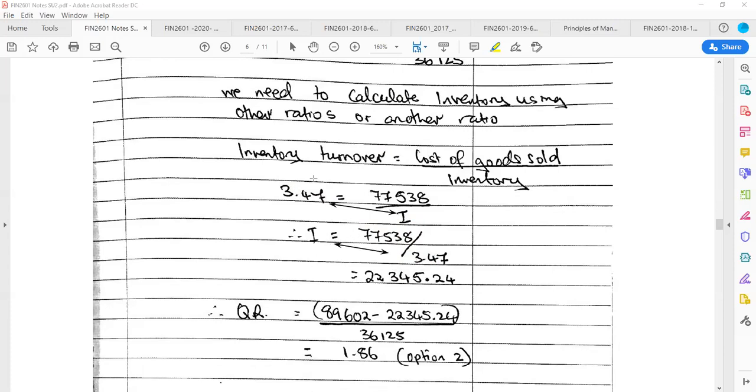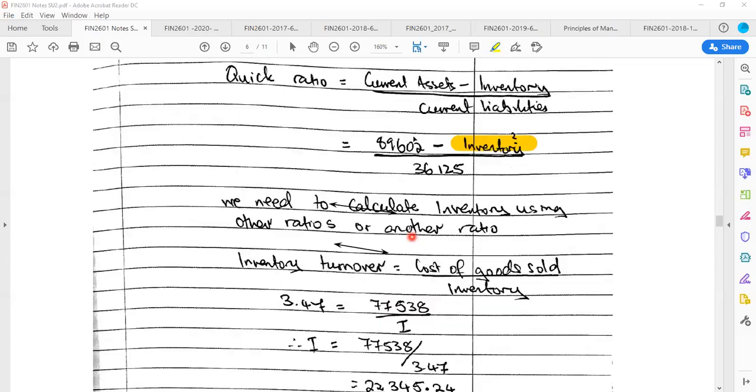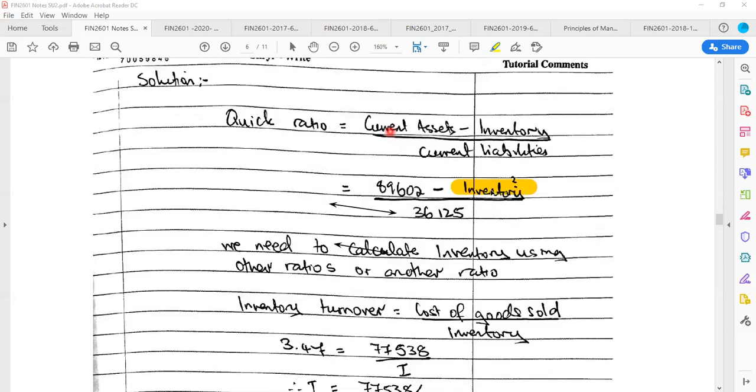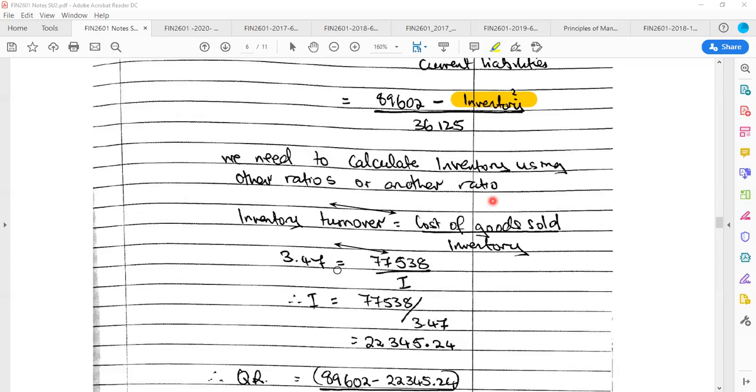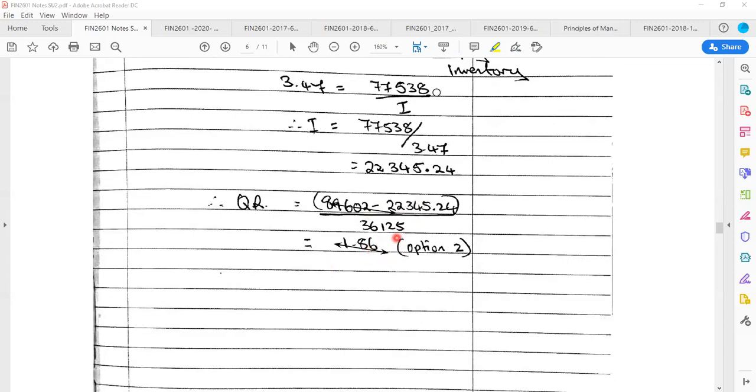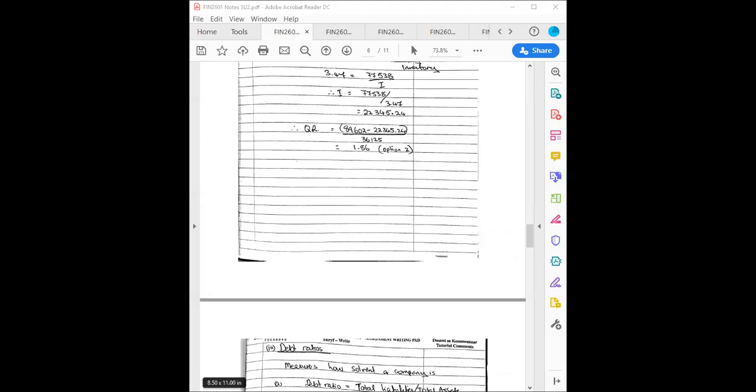If we divide, we get inventory there, and then we simply substitute that inventory into our formula. It will be current assets minus inventory over current liabilities, then we get 1.86. And then please note, with this question, you need to be careful with how you do it, especially with your calculator. It's possible to make mistakes here, right? The idea is that you proceed as follows, just to make sure that you are fine with your calculator technique. Let me just illustrate this.